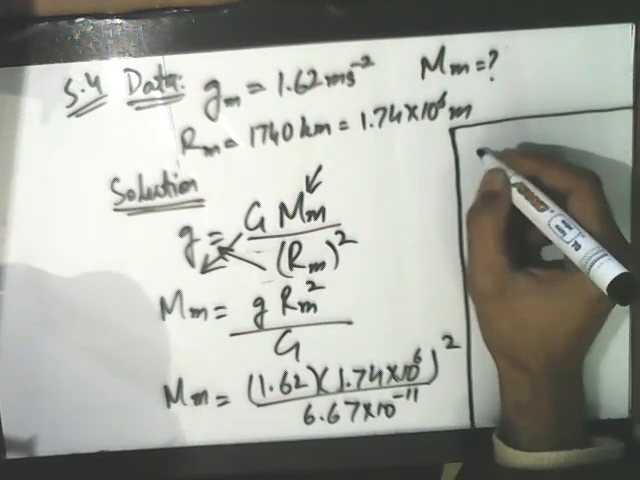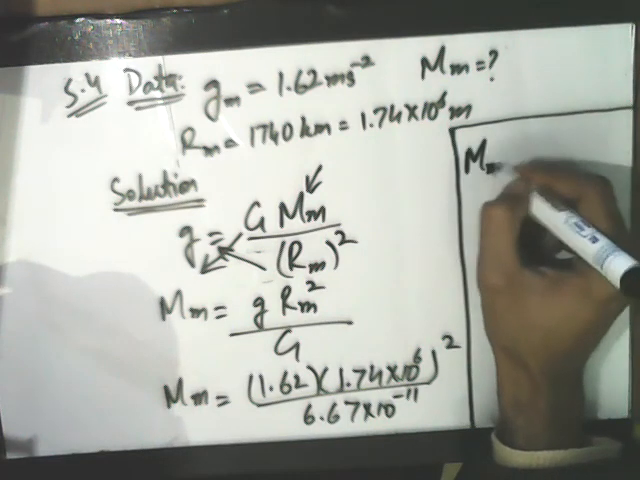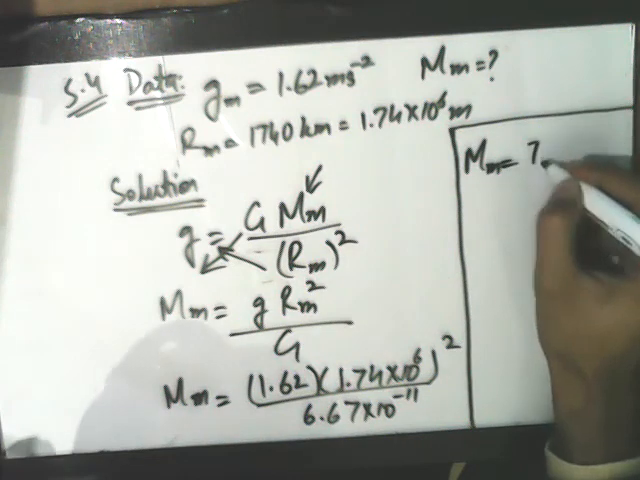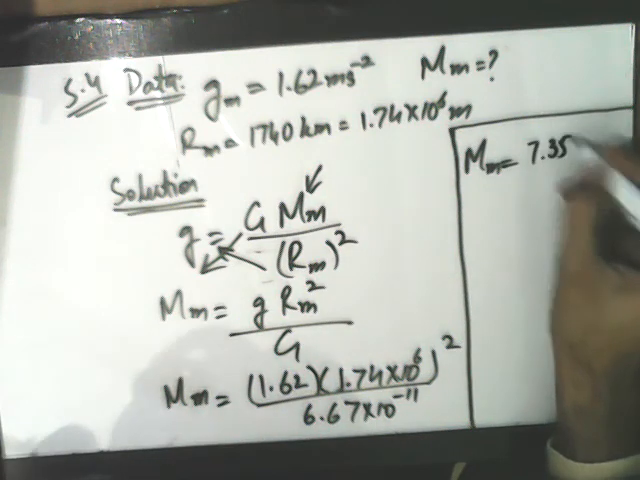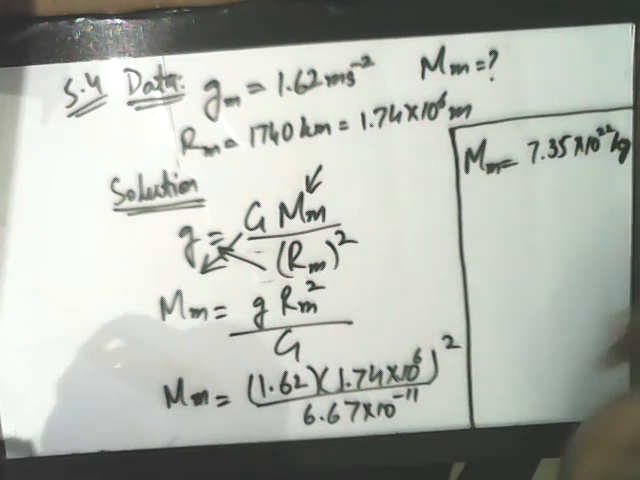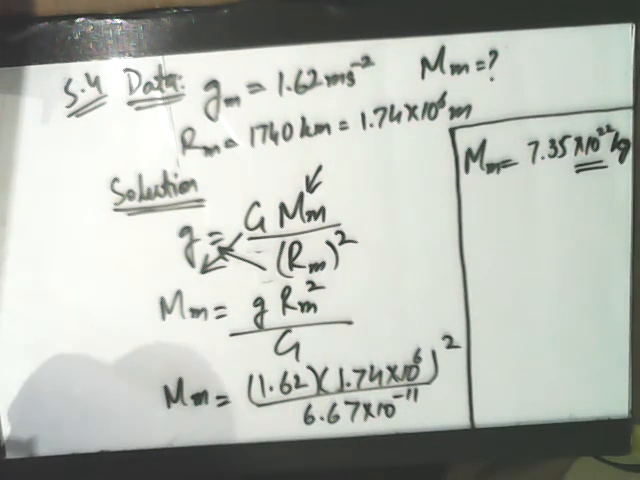So the value of the mass of Moon is going to be 7.35 into 10 to the power 22 kilograms. It is about 100 times lesser than that of Earth. Not 100 kilograms, but 100 times. That means 2 less zeros as compared to the mass of the Earth.